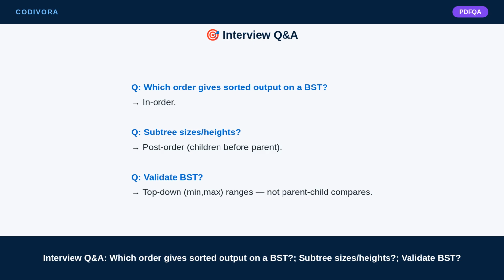Which order gives sorted output on a BST? Inorder. Subtree sizes or heights? Postorder, children before parent. Validate BST? Top-down, min, max. Ranges, not parent-child compares. LCA? Postorder. Node where both sides report a target found.